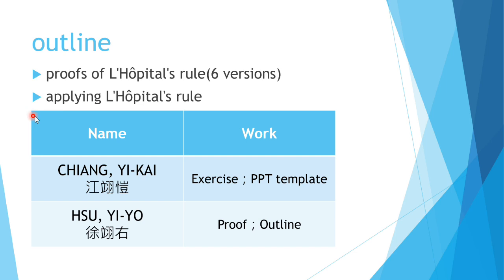The table here shows the work assignment of our team as well as the members of our team. The first person is Jiang Yikai. He is responsible for the exercises to tell you how to apply L'Hopital's rule as well as choosing the template for this PowerPoint. The second person is Xu Yiyou. He is responsible for the proof of L'Hopital's rule as well as this outline.